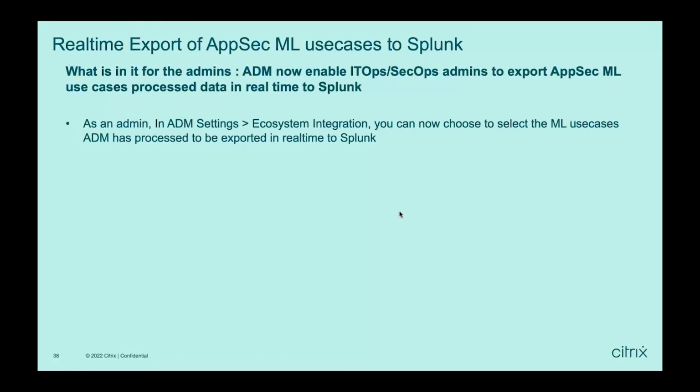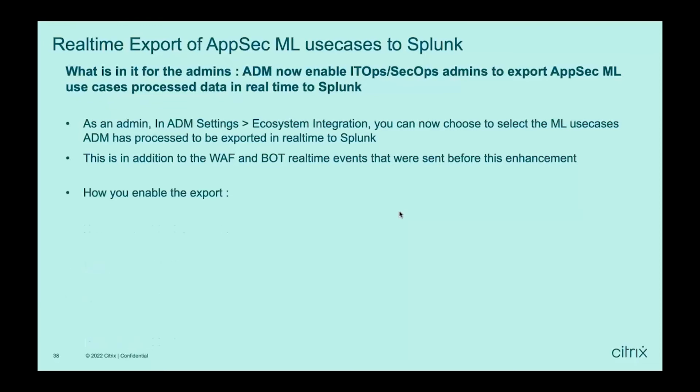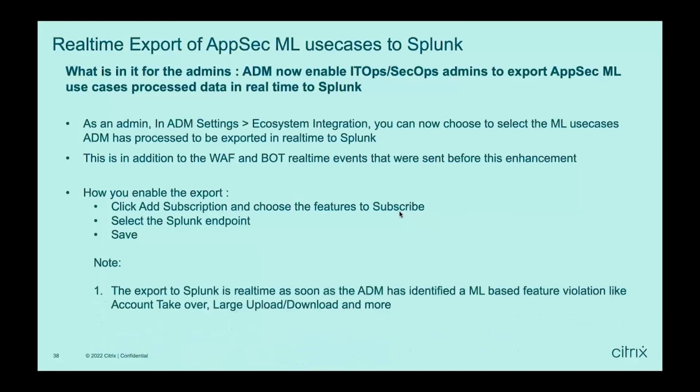From a discoverability standpoint, as we will see in the demo, the admin would go into ADM settings, ecosystem integration, and select all the machine learning use cases or violations that ADM has processed and enable them to be exported in real time to Splunk. This is in addition to the WAF and bot real-time events that have already been made available to be exported to Splunk. And how do you enable the export? You go to the ecosystem integration, click on add subscription, choose the features, select the Splunk endpoint, provide the collector IP, and then click save. And you are ready to be exporting the data to Splunk.